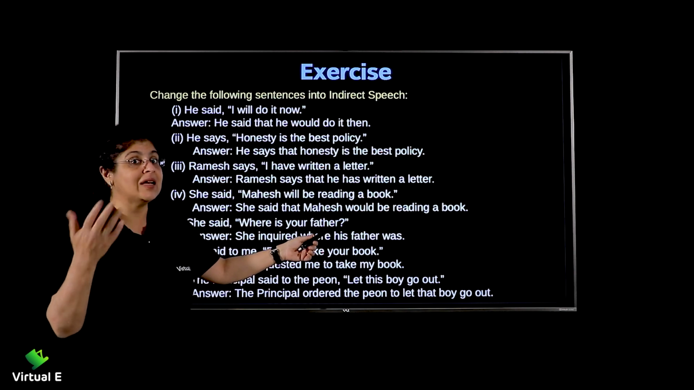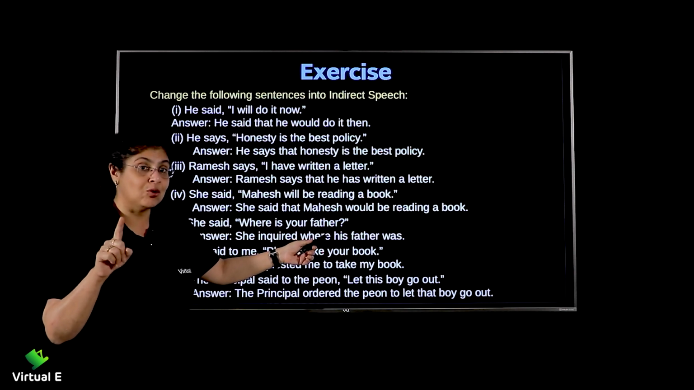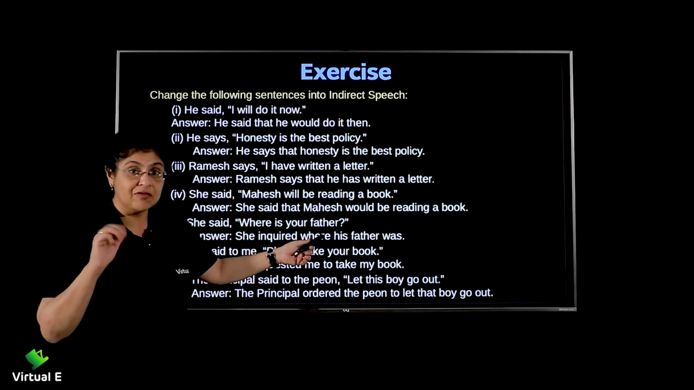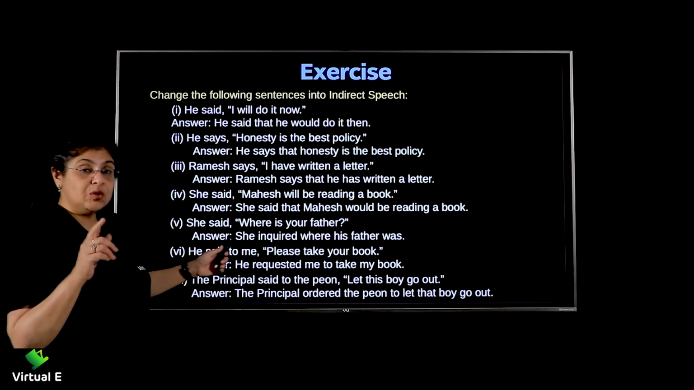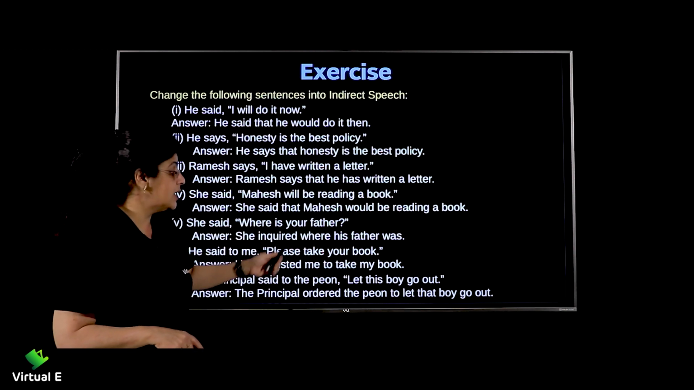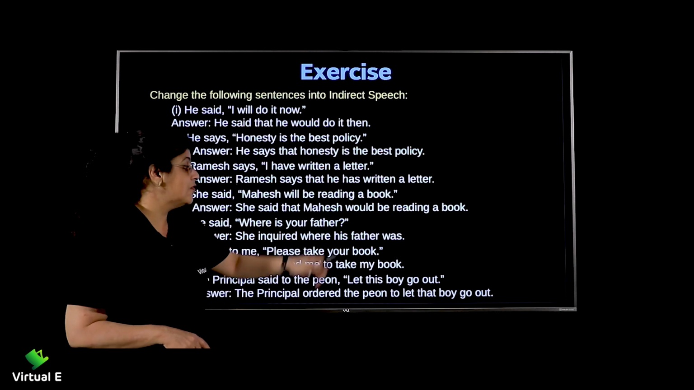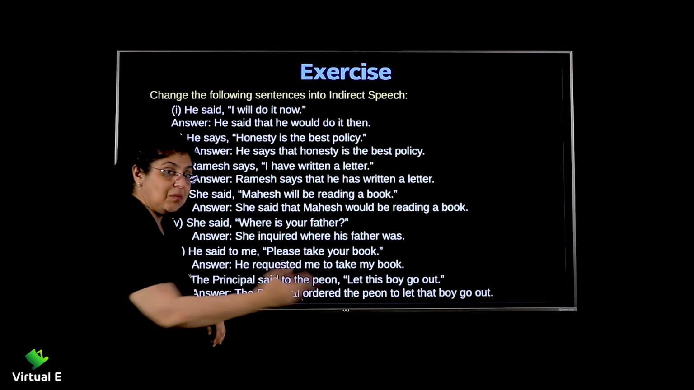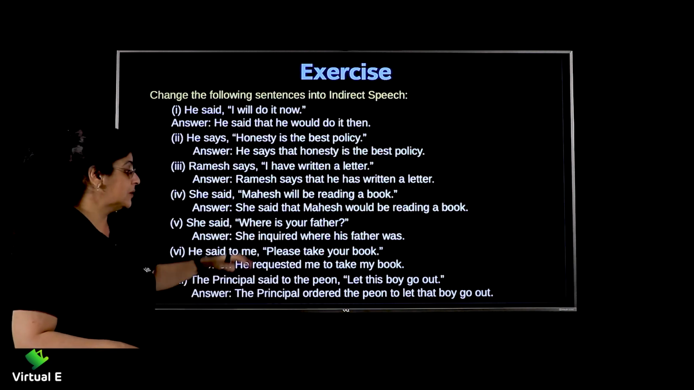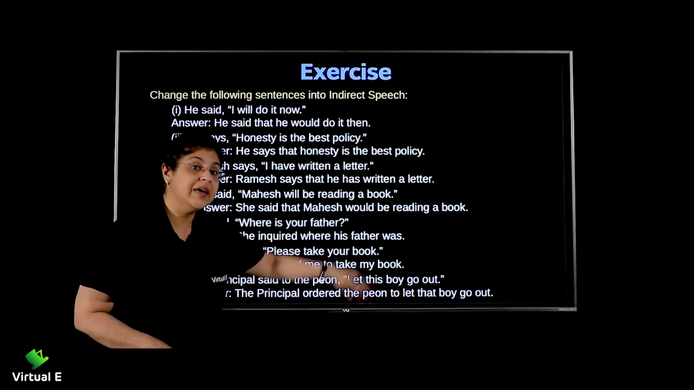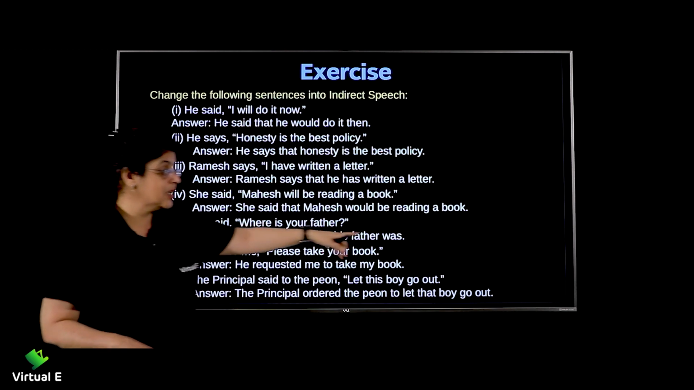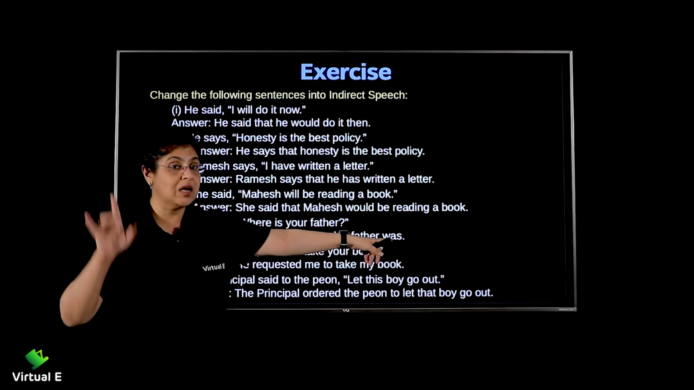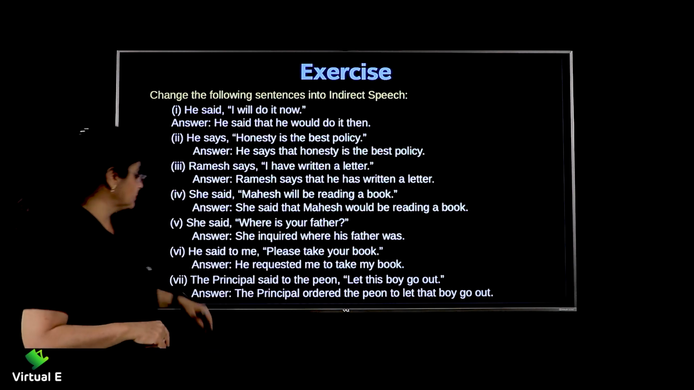She said, where is your father? Now here you have an answer. It is not a yes or no. That means we will not use if or whether. So we will use the same. She inquired where his father was. Where is your father? She is asking somebody. So his father. Correct? She inquired where his father was. Do you see there is no punctuation, no question mark, no inverted commas.